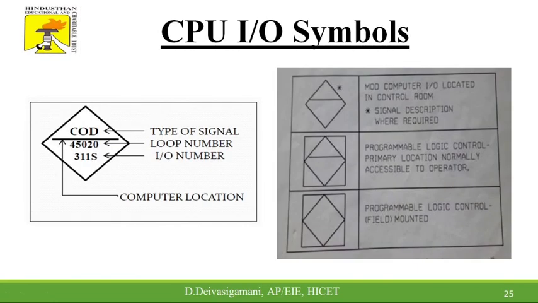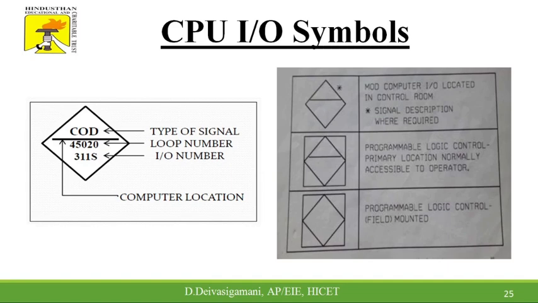And this is the representation of CPU and IO symbols. In P&I diagrams, all the computers and computer-based instruments are represented with the help of square and diamond symbols. And this is a representation of PLCs. Nowadays, PLCs are more familiar. They are used in all types of industries for their applications.